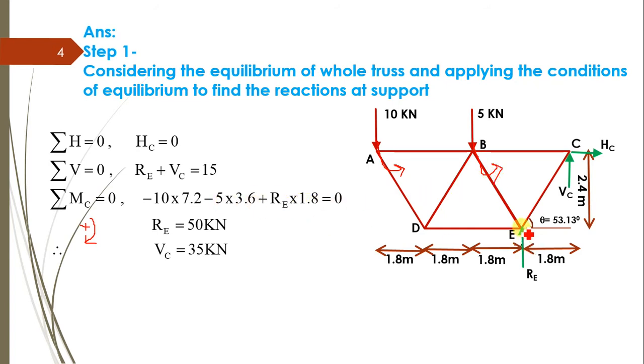Then the third force is Re, the perpendicular distance is 1.8 and the nature of moment is clockwise, so it is positive, equals 0. Solving this, we get Re as 50 kilonewton, and substituting the value of Re in this equation, we get Vc equals 35 kilonewton. So by considering the equilibrium of the whole truss, we have determined the reactions at the supports.